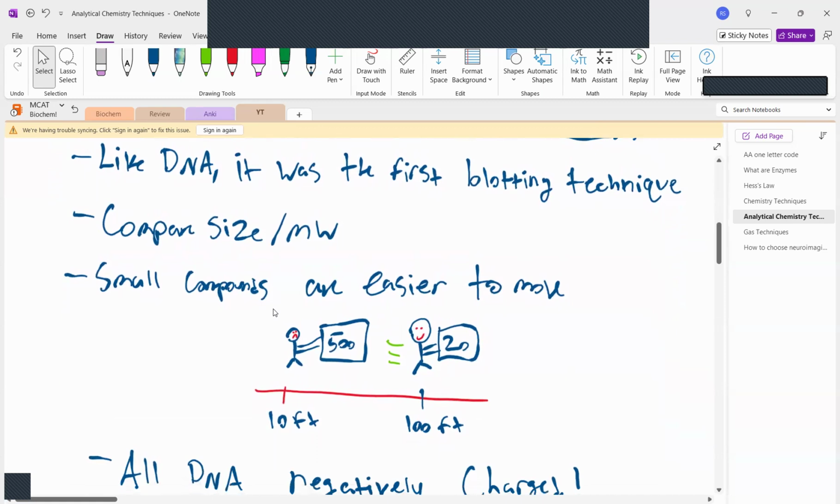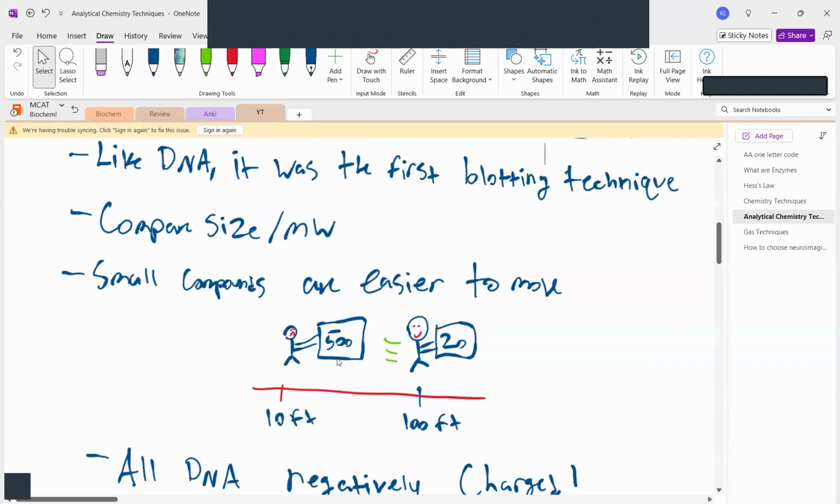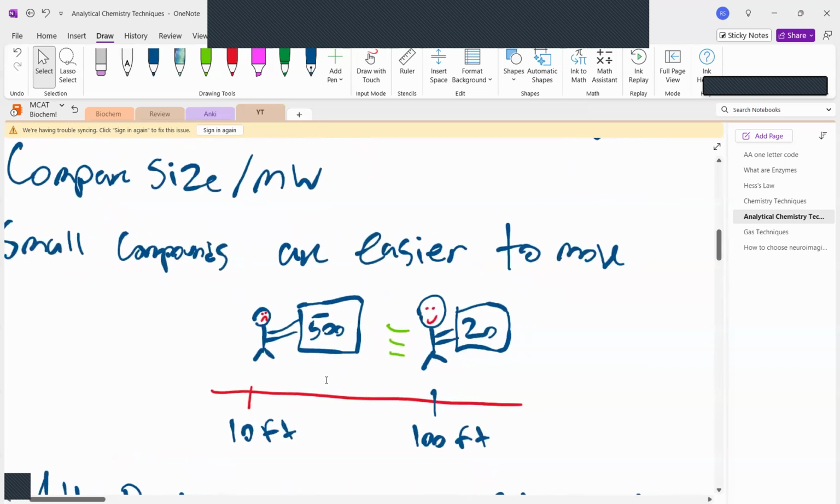So small compounds are easier to move, right? It just goes back to inertia from physics. If you have something that weighs 500 pounds, like this little guy, he's really struggling. It's impressive that he was even able to move it 10 feet. That's the maximum that he can push. Whereas this guy is like Speedy Gonzalez with his three little lines that are his wind. He can go 100 feet with the 20-pound block. It's much easier for him to go.